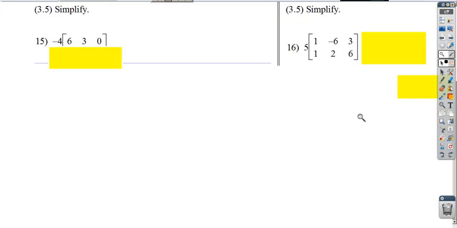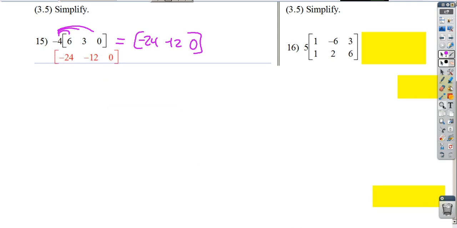This one on the left is called scalar multiplication, and that just means you distribute the negative 4. So negative 4 times 6 is negative 24. Negative 4 times 3 is negative 12. And negative 4 times 0 equals 0.